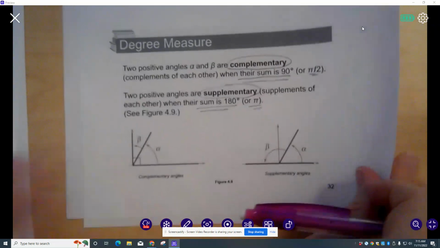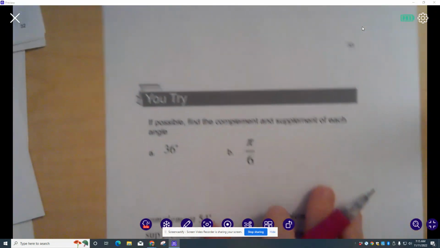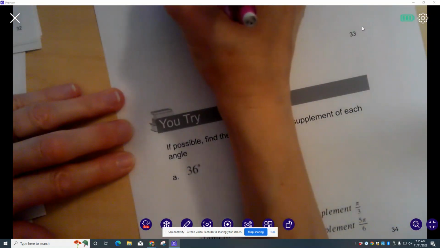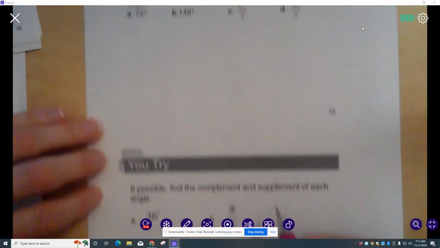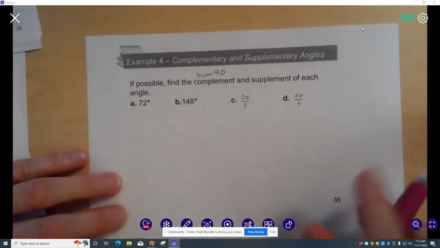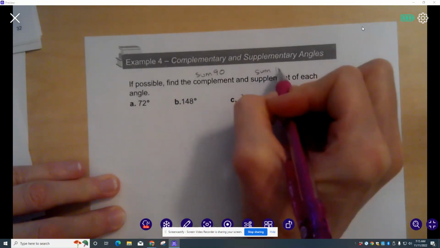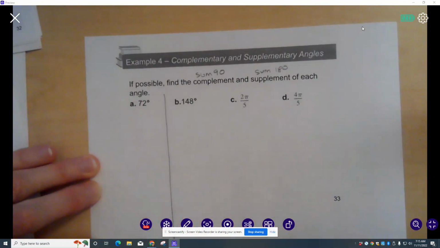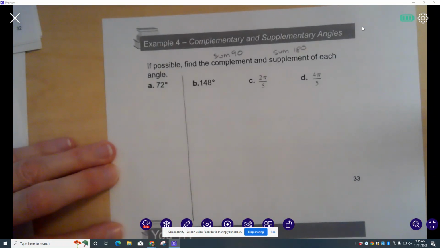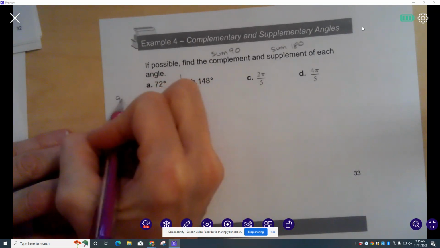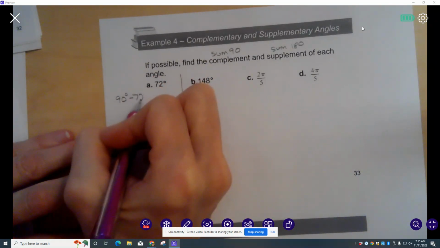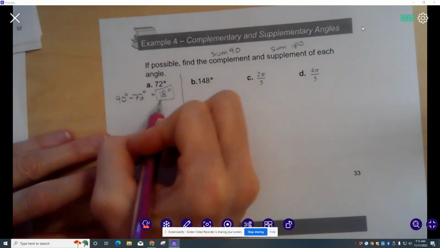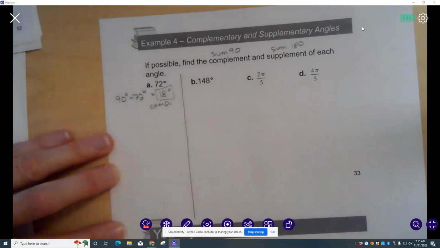All right, let's look at an example. It says, if possible, find a complementary and supplementary angle. So I'm going to write right above here. Complementary, sum is 90. Supplementary, sum is 180. I don't have a ton of room here, so I'm going to draw a little line. You can spread it out in your notes. 72 degrees is less than 90, so to find a complementary angle, I'm going to do 90 degrees minus 72 degrees, and I get 18 degrees. So that's my complementary.